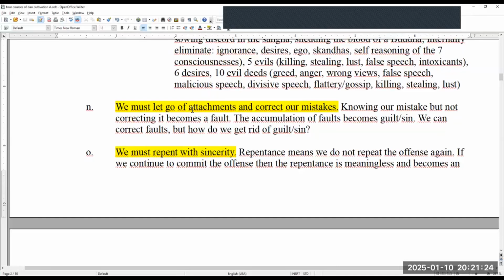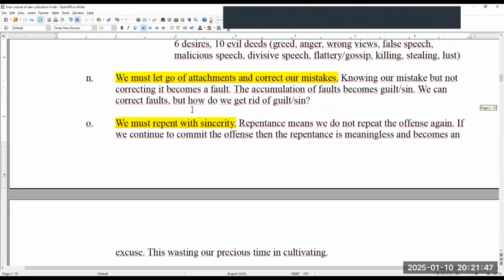And so ideally, we should just relinquish it. And also, whatever mistakes or improper things that we had done in the past, hopefully in this present life, in this present time, we are able to rectify them, so to speak. Okay. And then of course, we must repent with sincerity. Even the Christian Bible talks about the fact that repentance means you don't repeat the offense again.